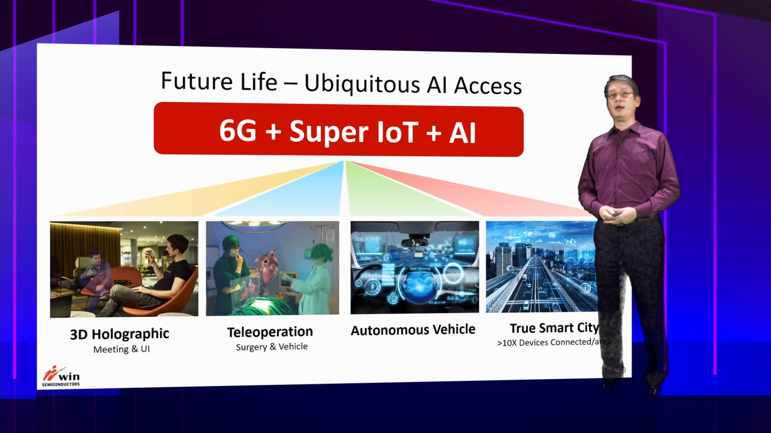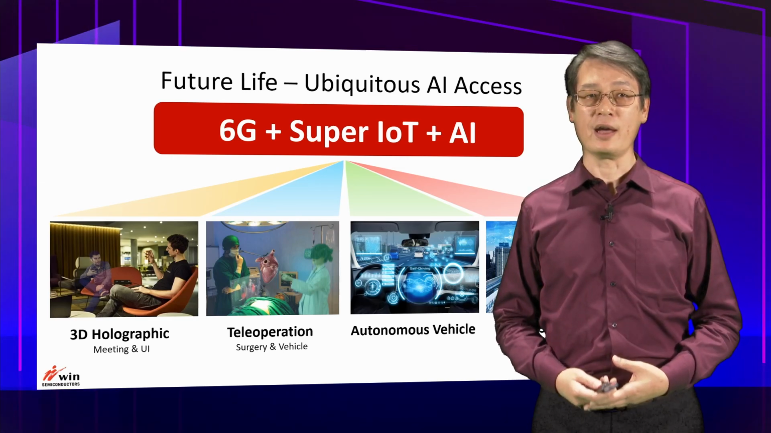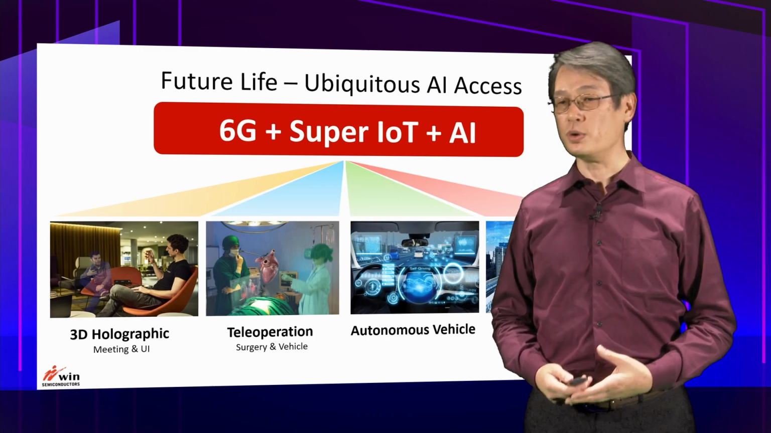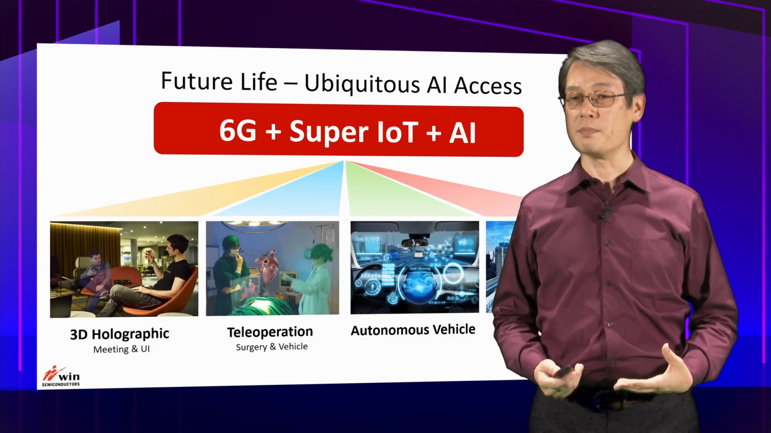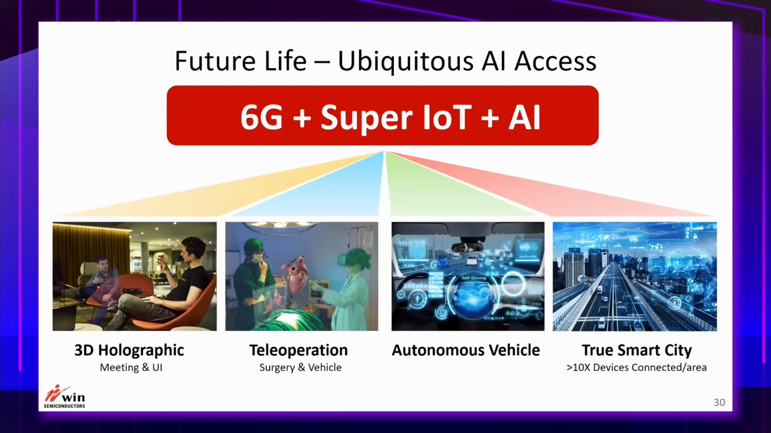Okay. It is believed the future life will be connected by massive intelligent devices through the fusion of 6G, Super IoT, and AI to achieve the ubiquitous AI access as the vision. In addition, the boundary between real and the digital world is getting blurred. For example, 3D hologram potentially can be the next generation display technology and the user interface.